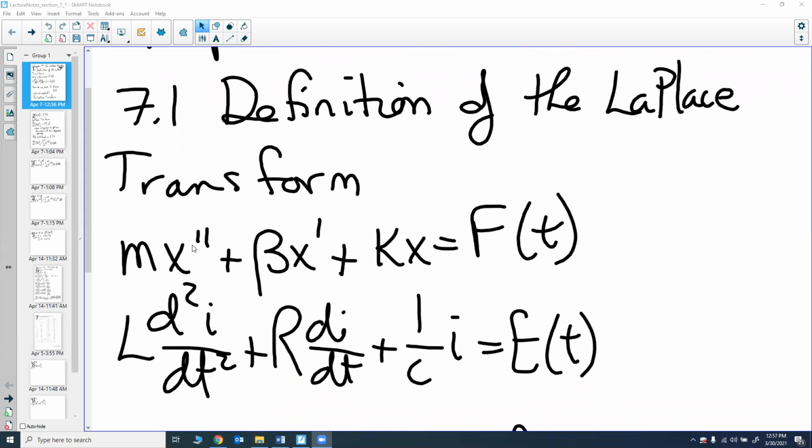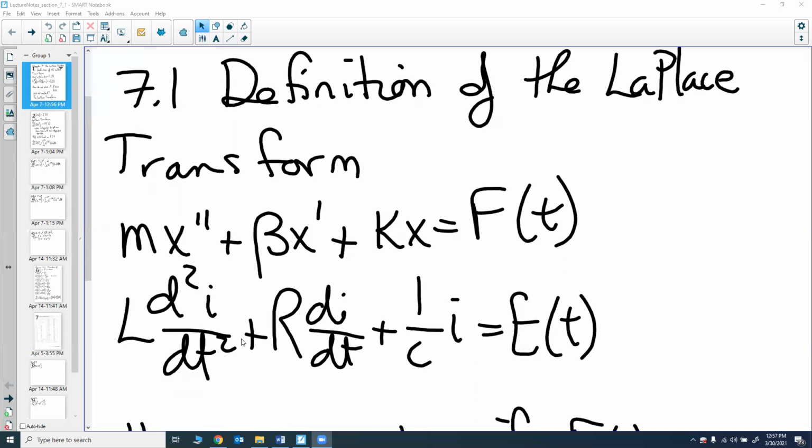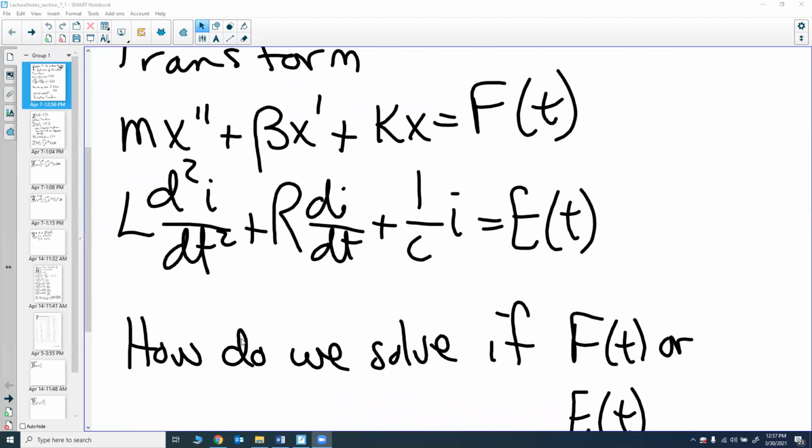equation like mx double prime plus beta x prime plus kx equals f of t. This is actually for a spring system. And then this one here, L, the second derivative of I with respect to t, plus R, the first derivative of I with respect to t, plus 1 over c I equals E of t. This is actually in circuits. So these are the two different equations that we see a lot of in what we work with.